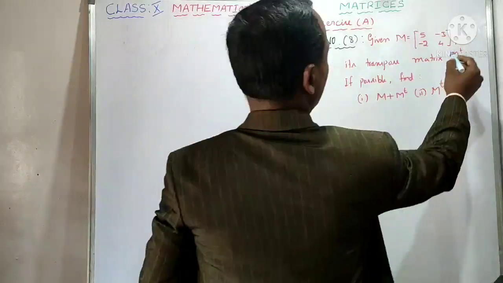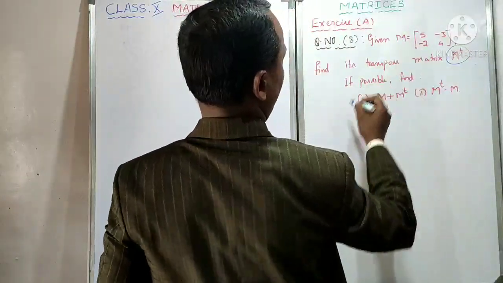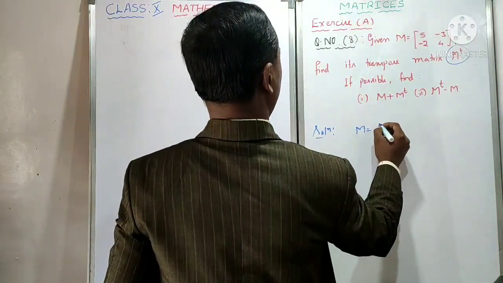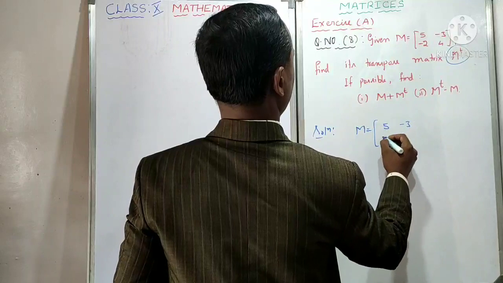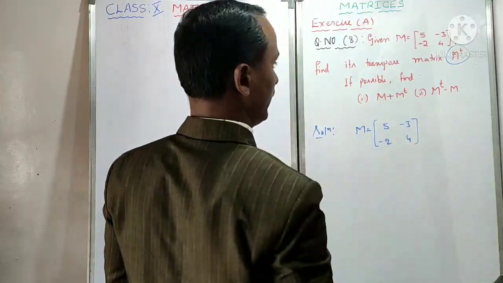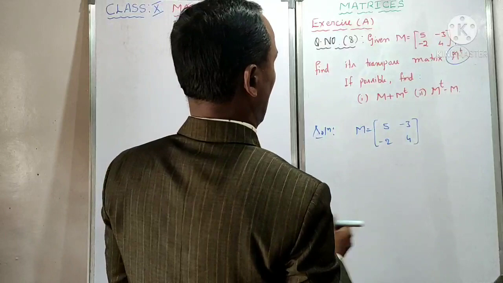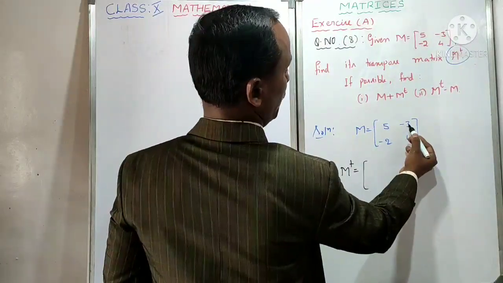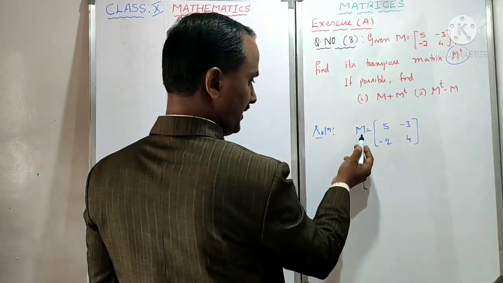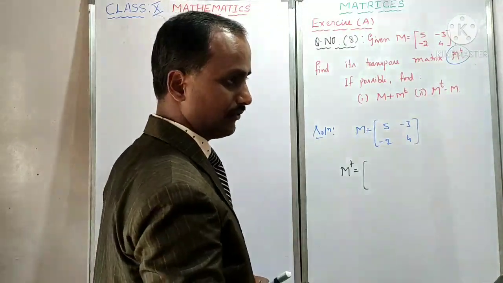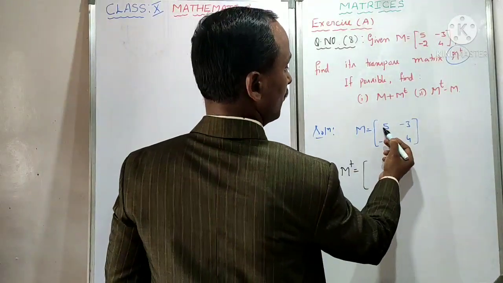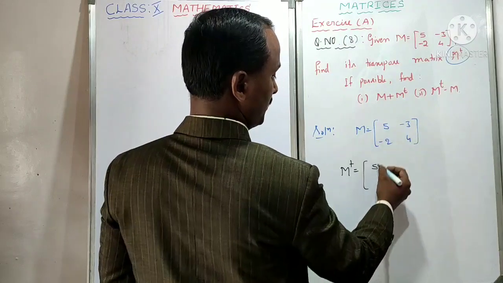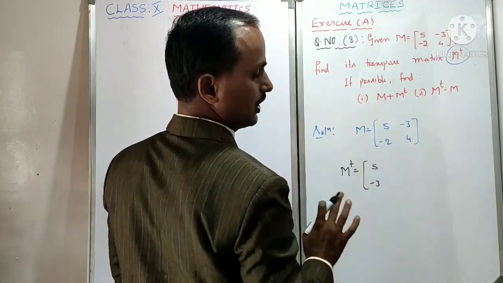First, I will write the transpose of matrix M. Solution. Given matrix M is, I will write down once again, 5, -3, -2, 4. Okay. Now, what is the next step? I will write the transpose of matrix M. You understand carefully. First row, I will write in first column. 5, I will write in that same place. -3 comes down.